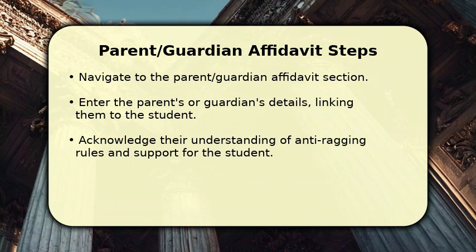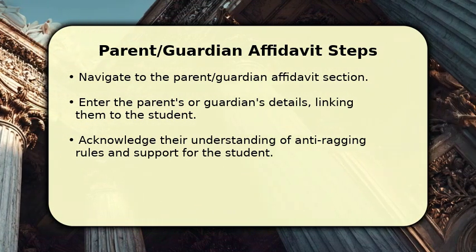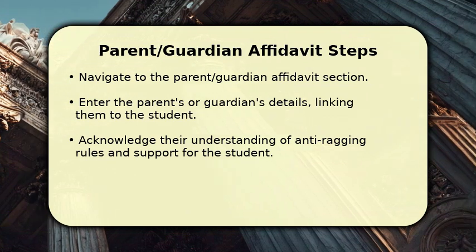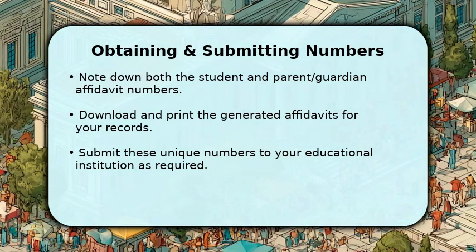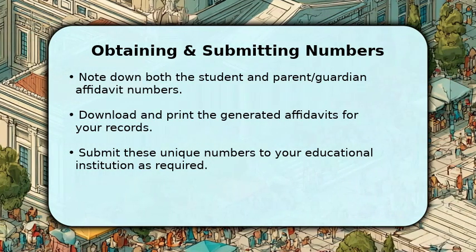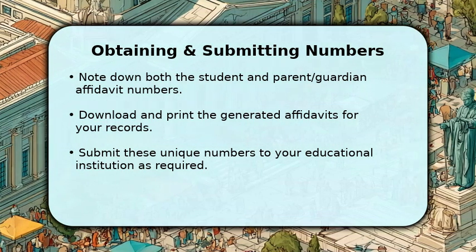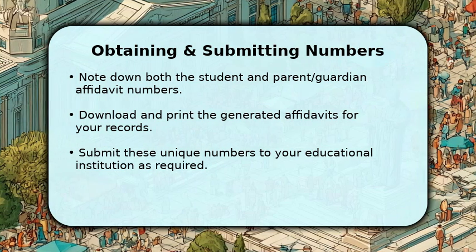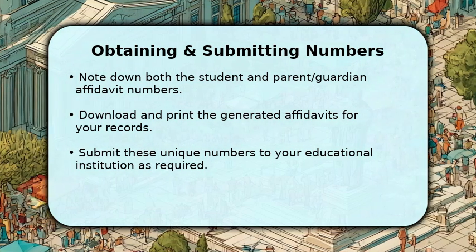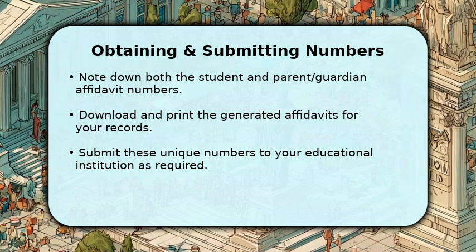Once all information is accurately entered and verified, submit this form to generate the second, distinct affidavit number required for the application. After successfully completing both affidavits, you will receive two unique affidavit numbers, one for the student and one for the parent or guardian. It is crucial to carefully record these numbers. You should also download and print copies of both affidavits for your personal records.